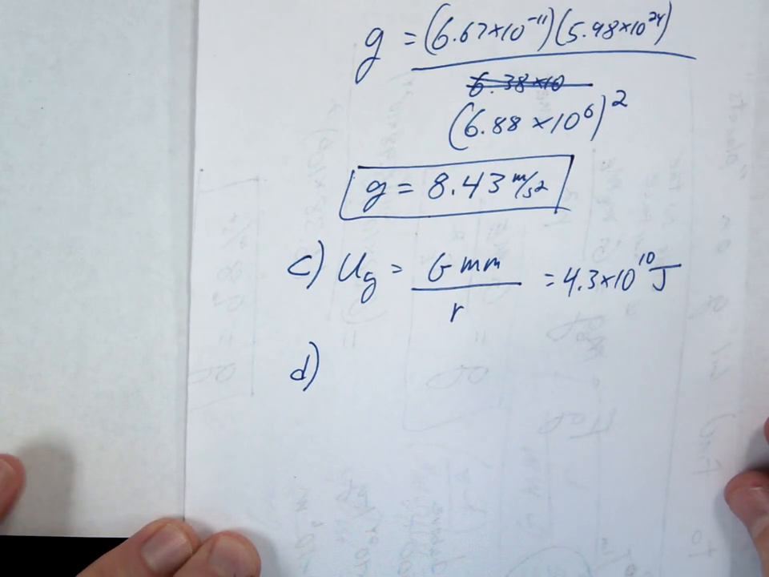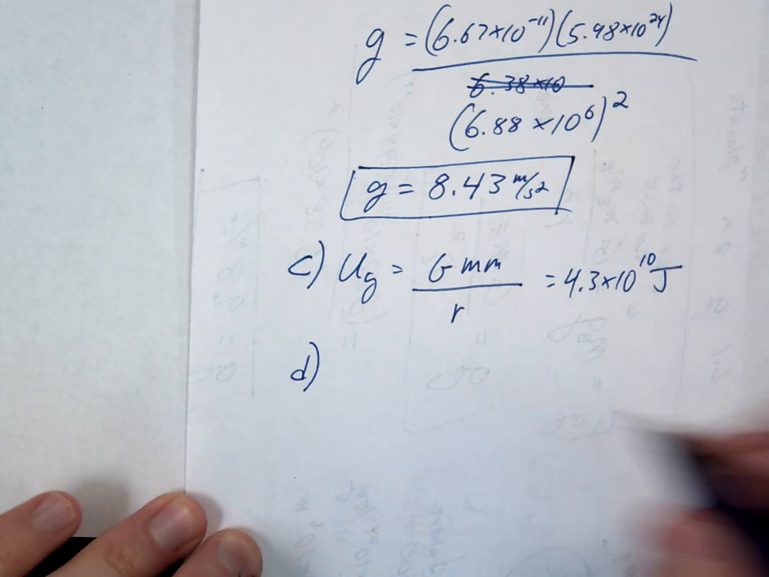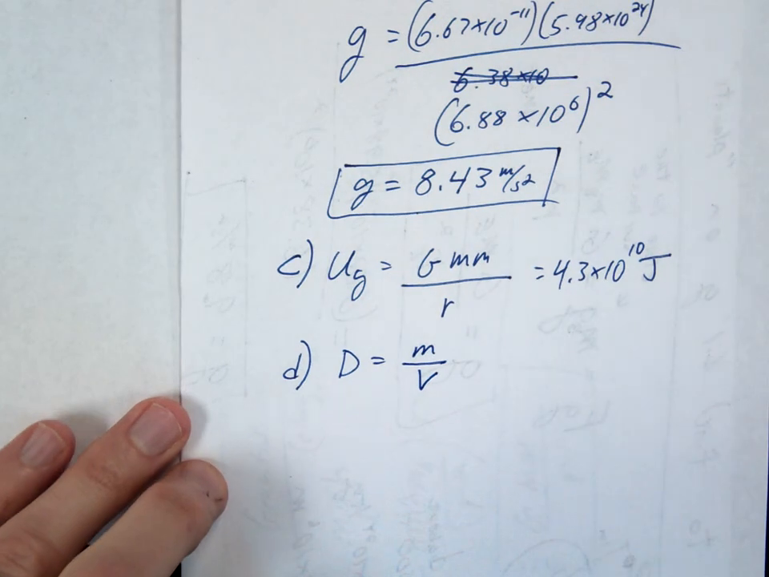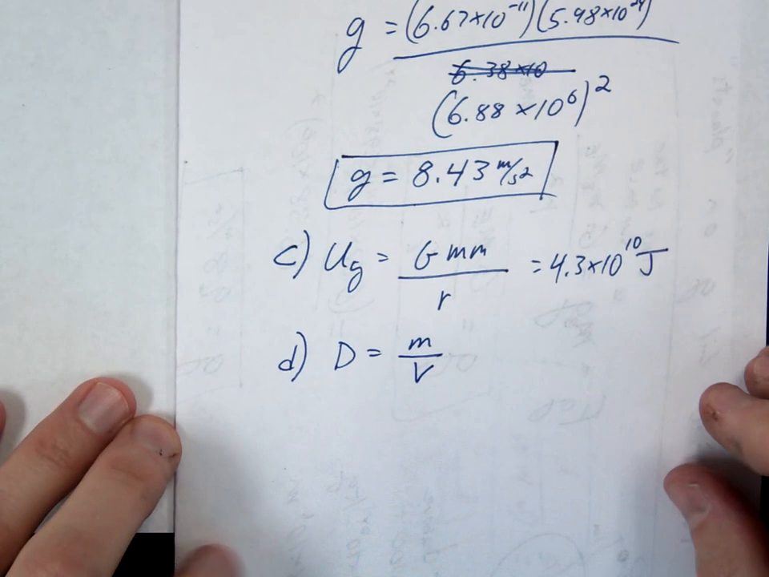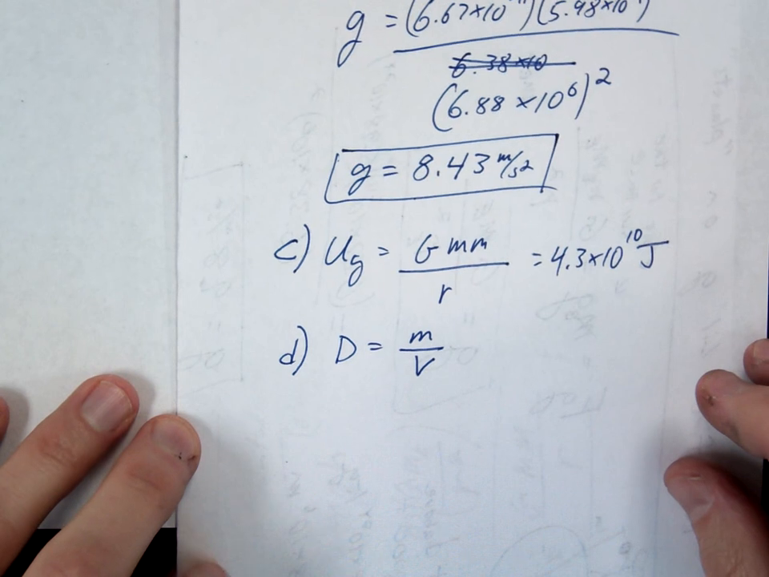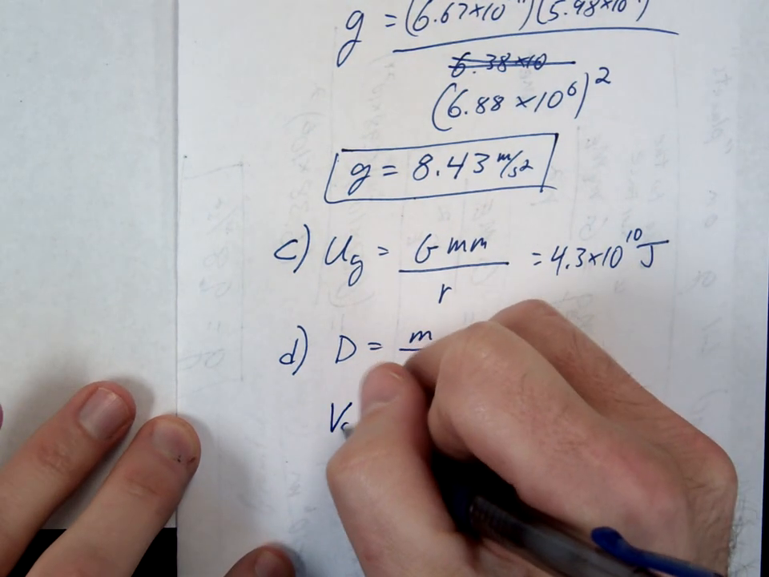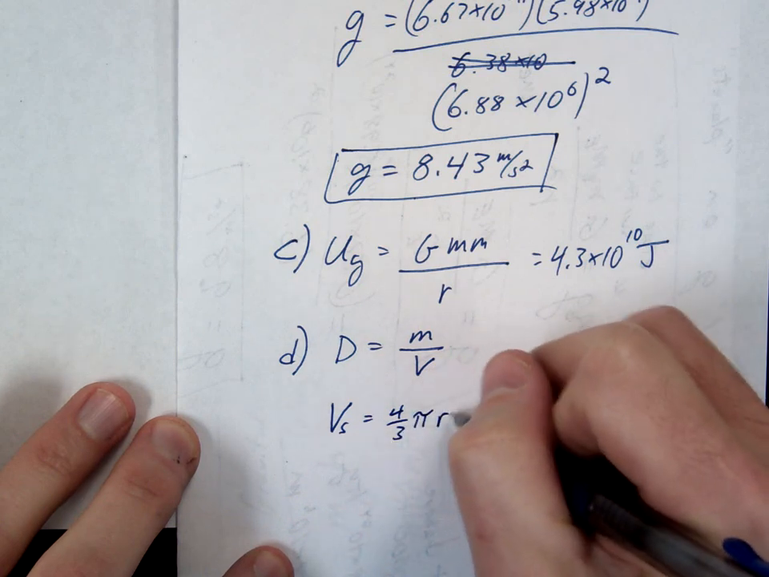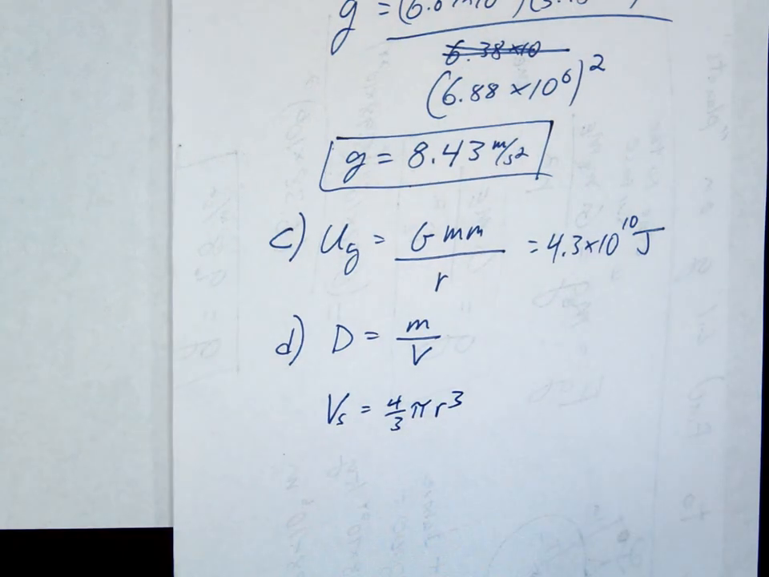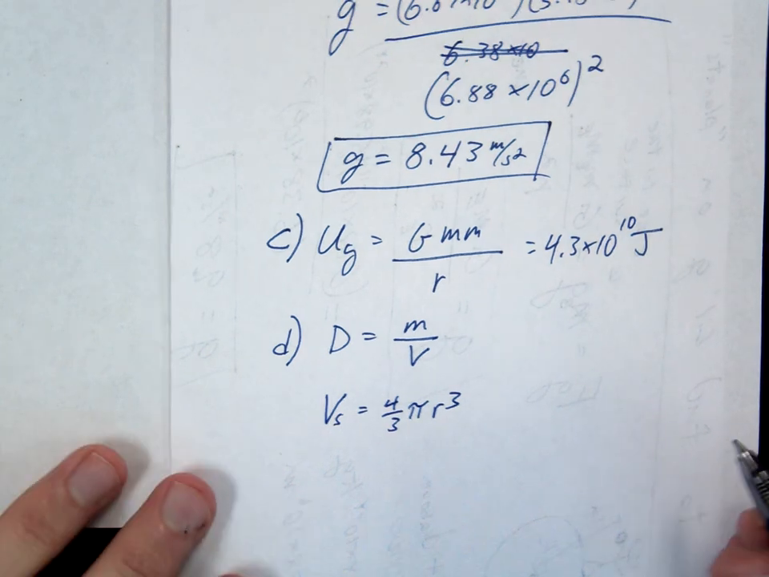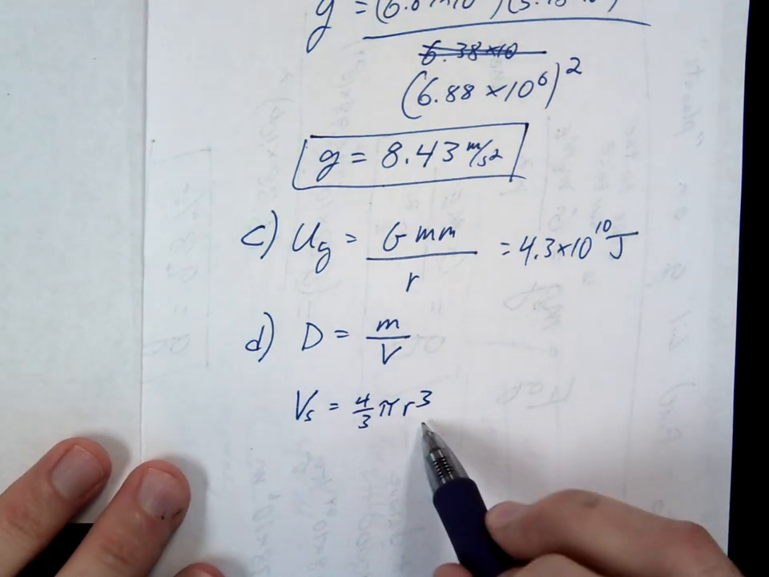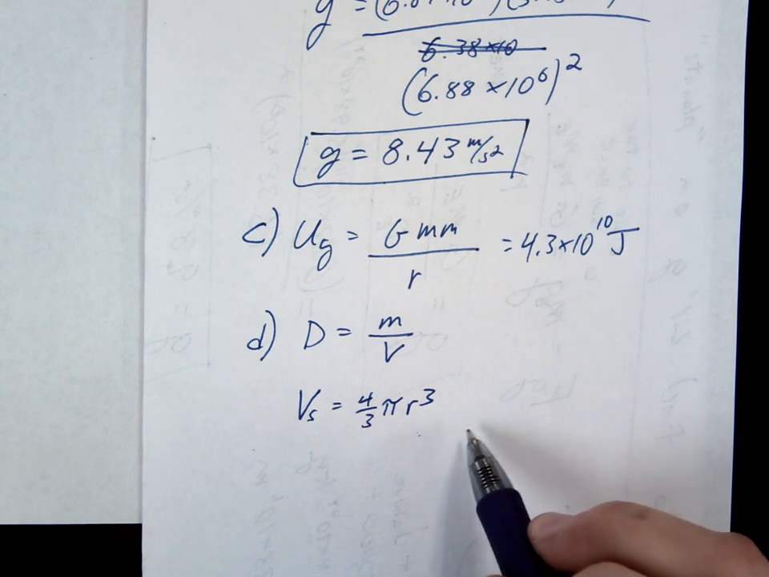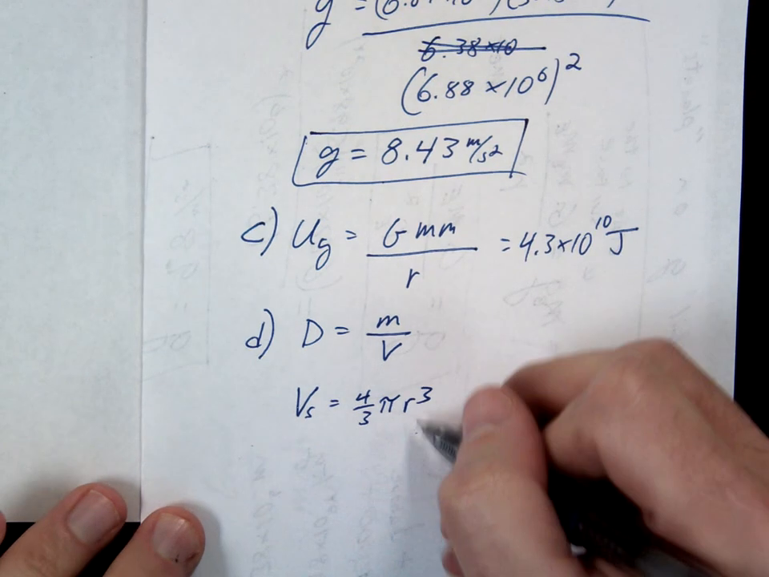Okay, chemistry review. How do we find density? Mass over volume. Okay, geometry review. How do we find the volume of a sphere? 4/3 pi r cubed. Okay, now what do we use for the r here? Do we use our r total? We use the r of the Earth. R of the Earth, yeah. So that's just the r of the Earth here.